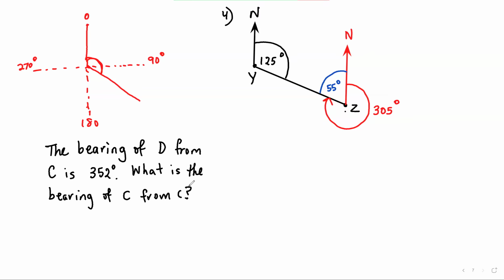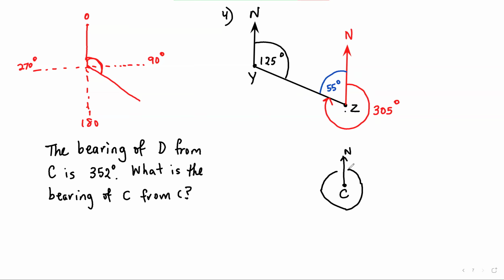Okay, so an angle of 352 degrees, guys, let's do a little sketch. If your north line is here, and so this will be your point D. Oh no, sorry, it's D from C, so C is where your north line would be. If you're looking at the bearing of D from C, that angle is going to open. It wouldn't be up to here because that would be 90 degrees. Up to here will take me to 180 degrees. Here will take me to 270 degrees.